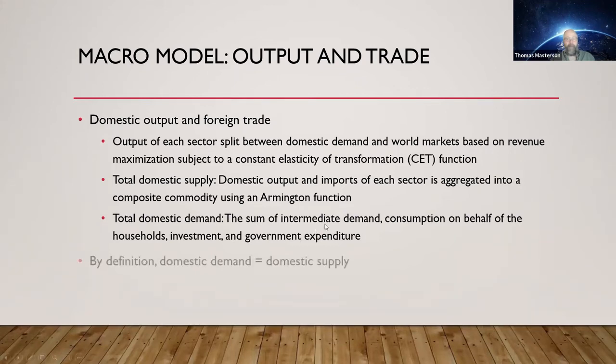Okay. Then by definition, domestic demand is going to equal domestic supply, right? Because we define domestic supply as domestic output and imports, and domestic demand is intermediate demand, household consumption, investment, and government expenditure. So domestic demand is equal to domestic supply, and that's because we include imports in domestic supply, kind of artificially. Oh, I'm sorry, I missed Lucy's question in the chat.